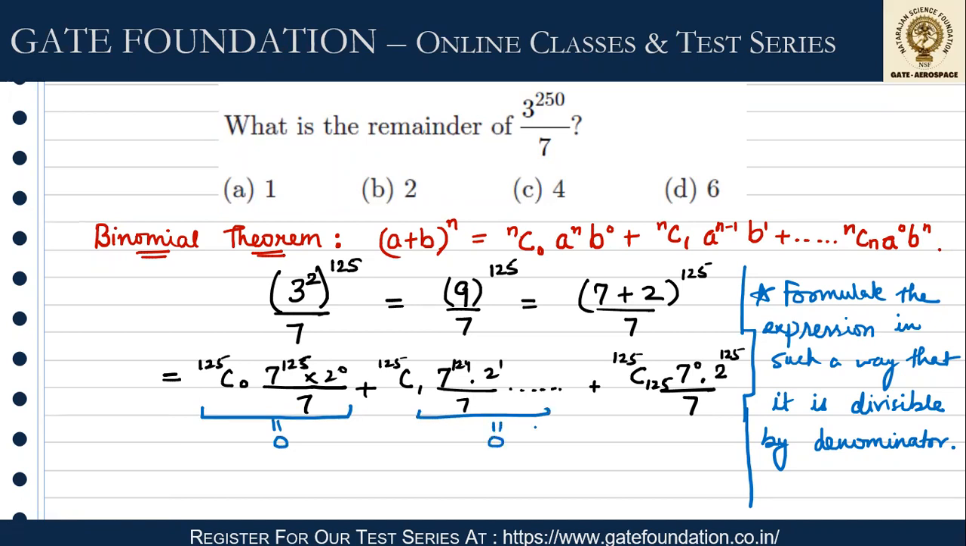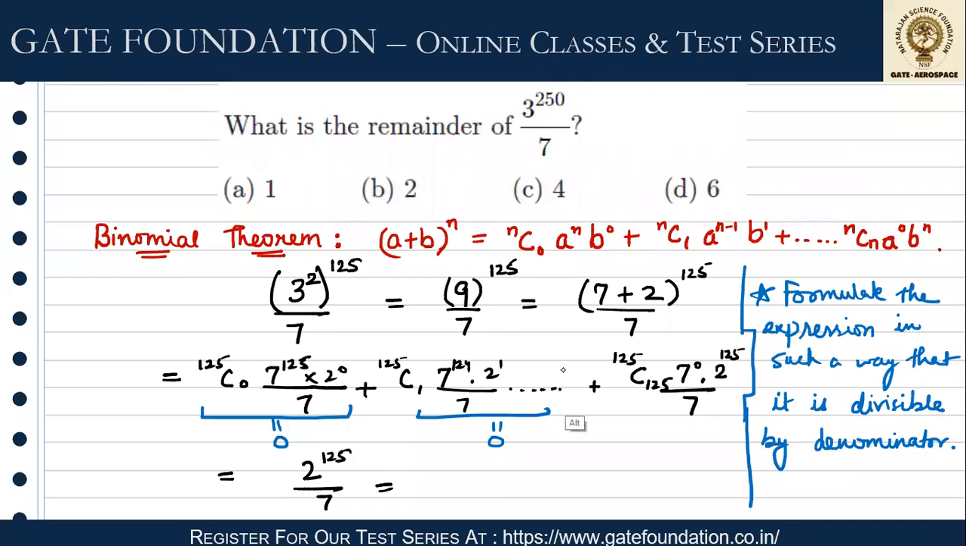Over here also the remainder will be 0. Only the last term, where we have 7 raised to 0, won't have a remainder equal to 0. So we are supposed to find out the remainder of the last term only. 125C125 is 1, and 7 raised to 0 is also 1. So I'll have 2 raised to 125 by 7. This is what I need to find out in order to find the remainder.